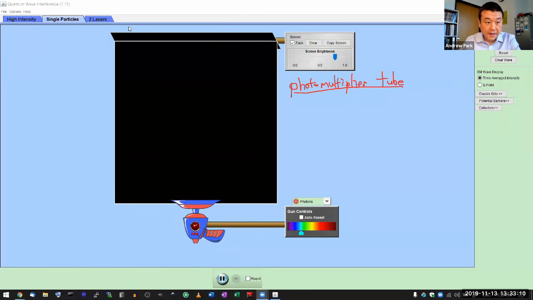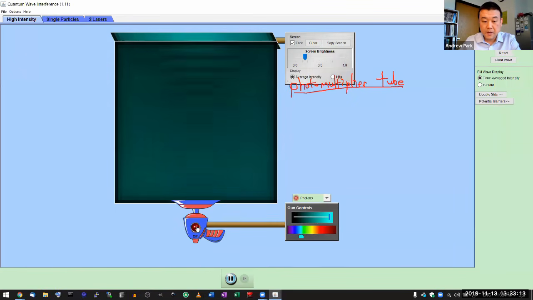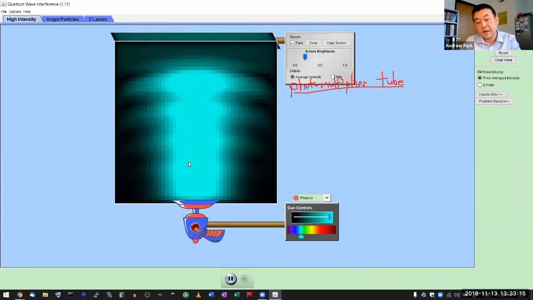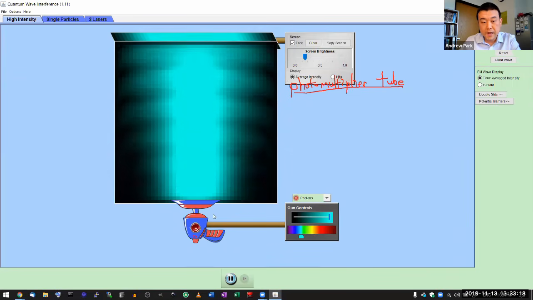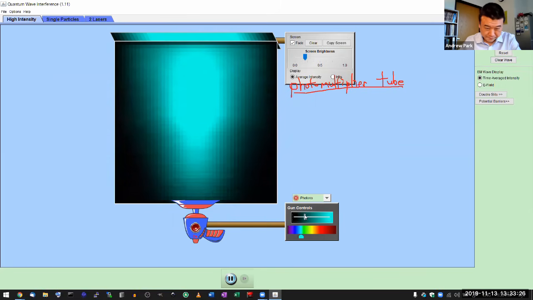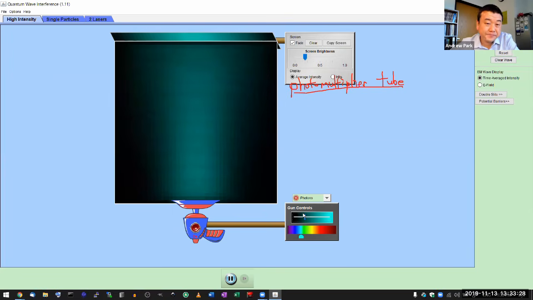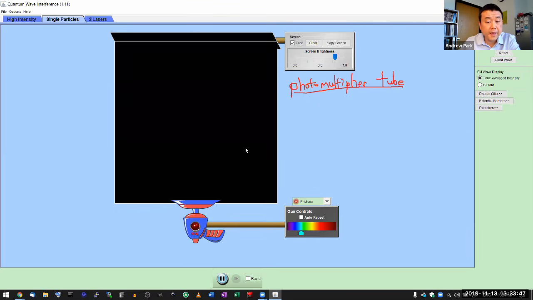And from my experience with the high intensity, what I might expect is that as the light hits, if this is my beam width, then the light could be anywhere there. If I reduce the intensity, I might see a dimmer spot, so it's not all saturated. But you can see the width of the beam spot, and the light may fall anywhere here. So let's look at what happens with a single particle.